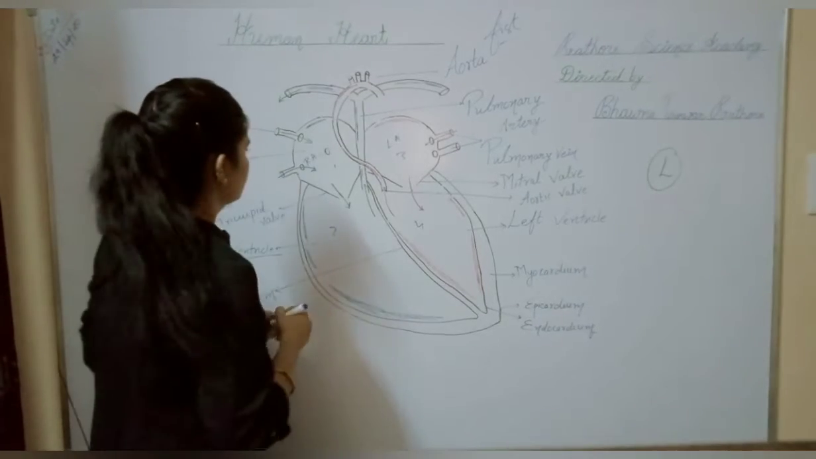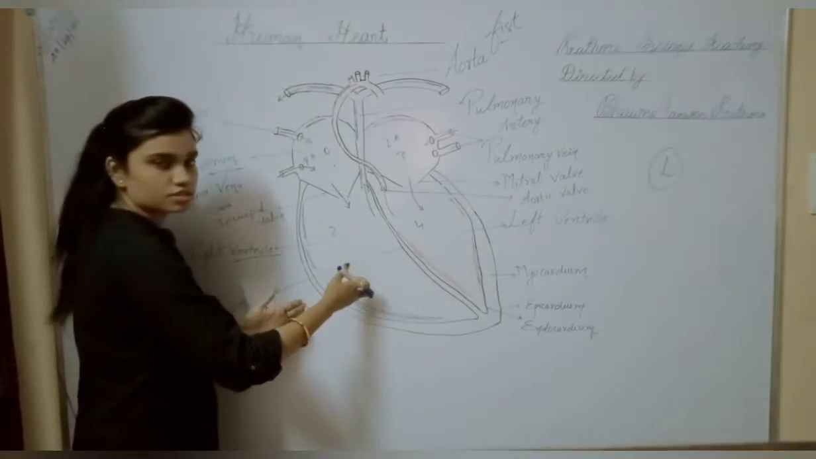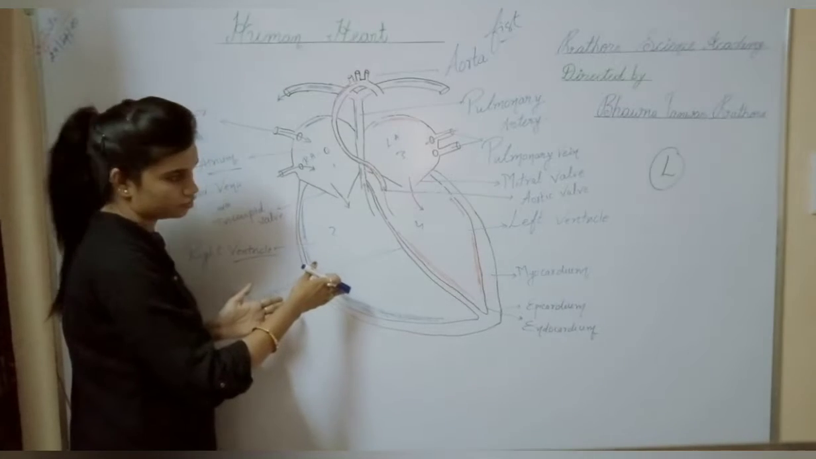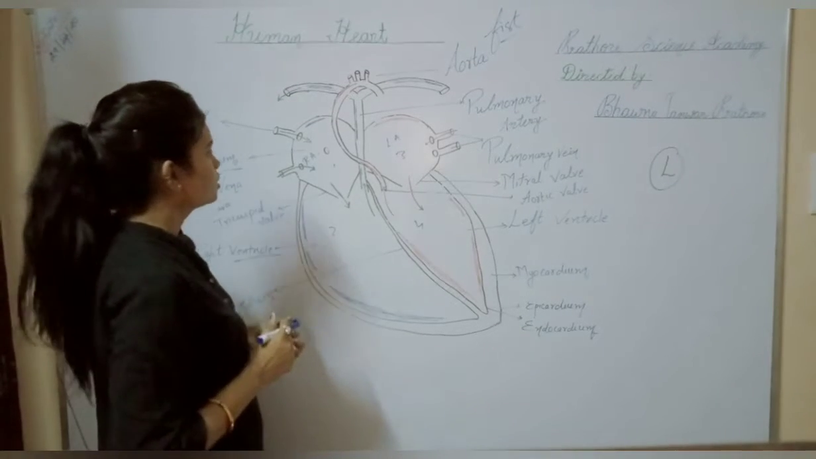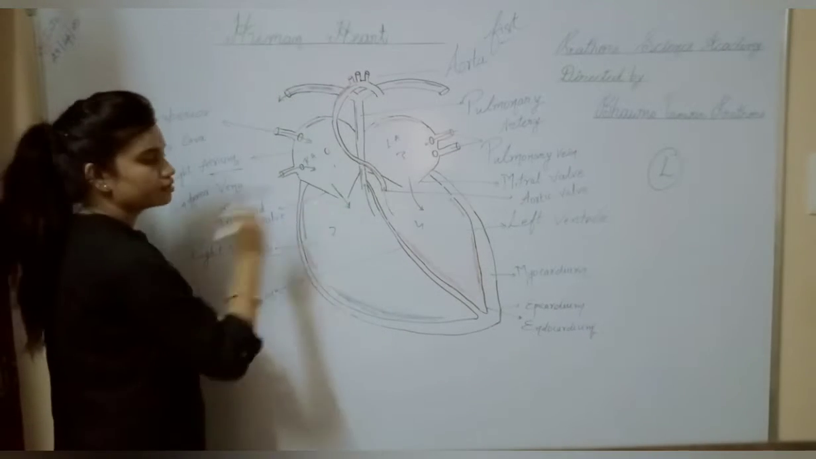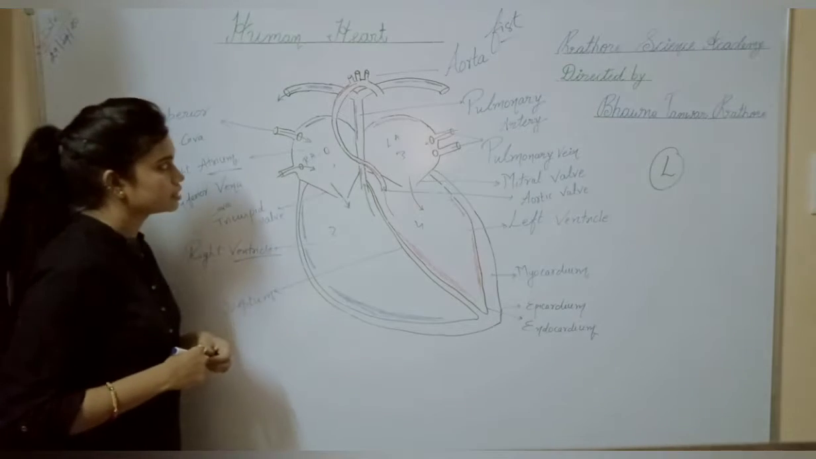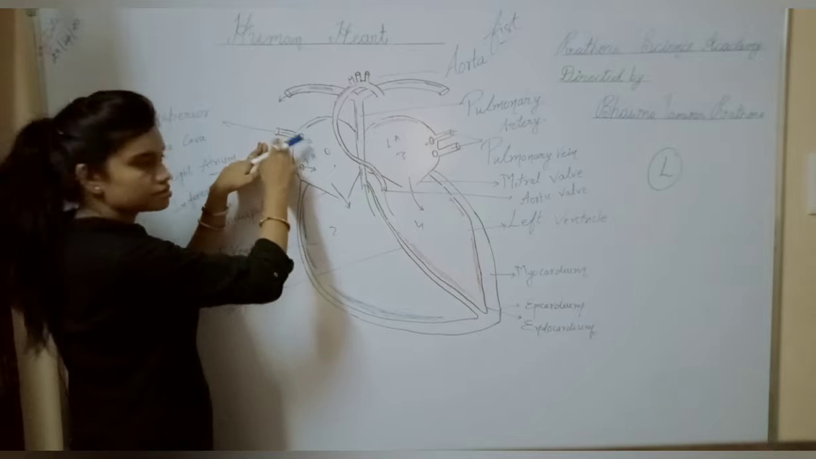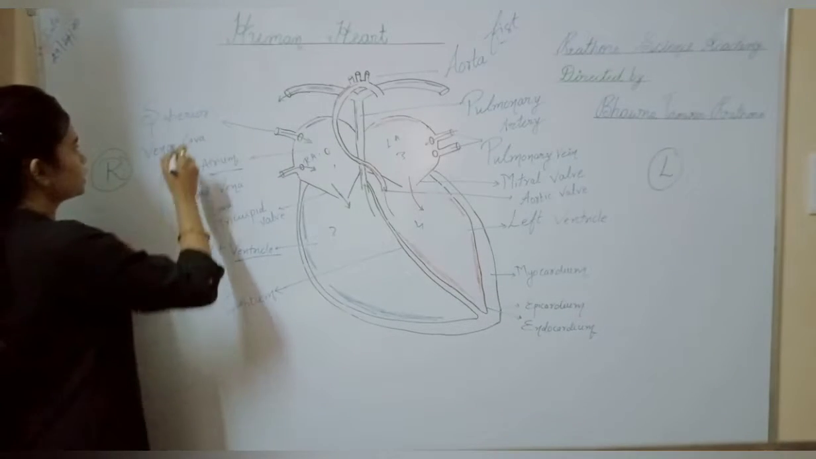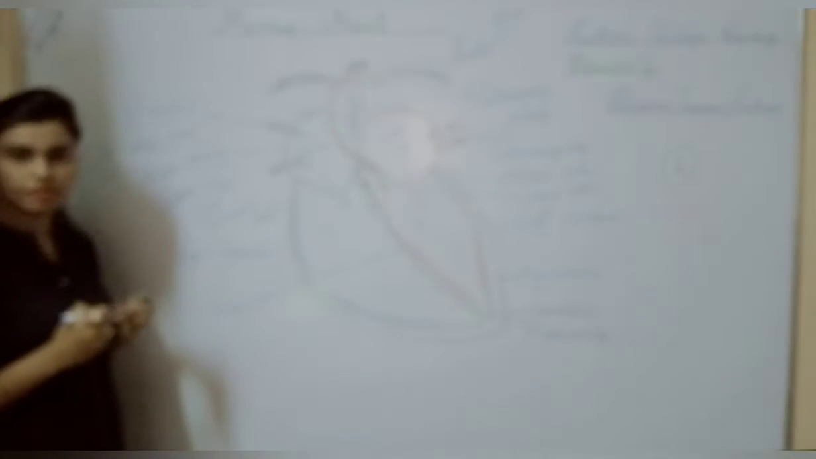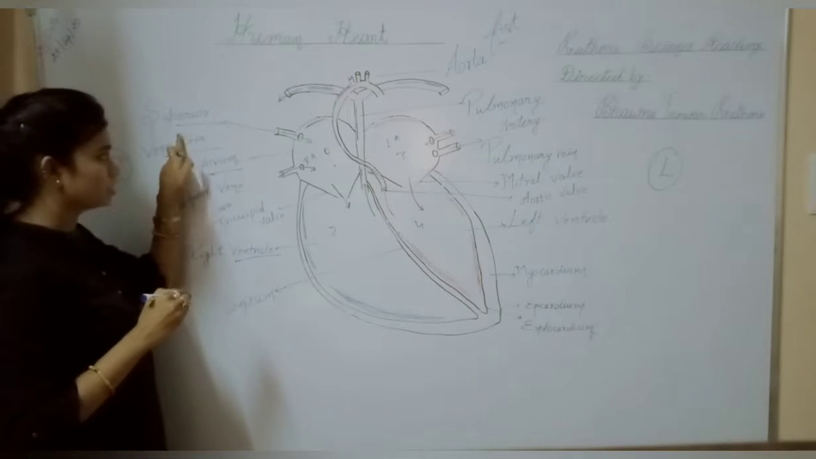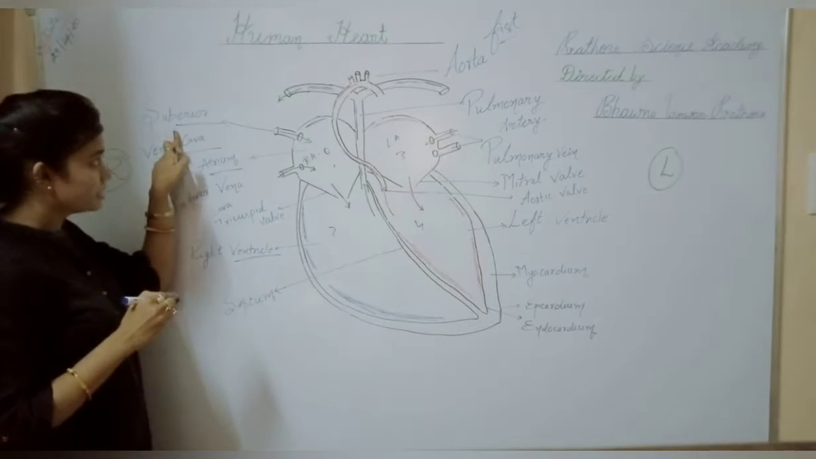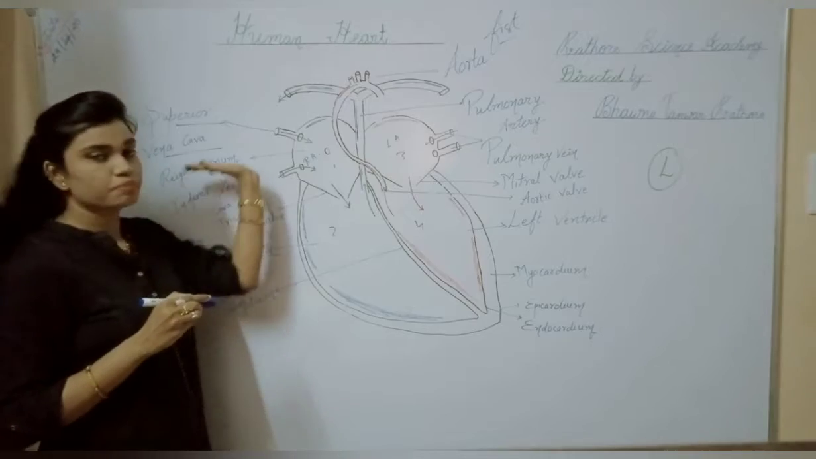Okay, so this is totally deoxygenated blood. Understood? See how blood comes inside this. You can see this vessel which is named the superior vena cava, right?